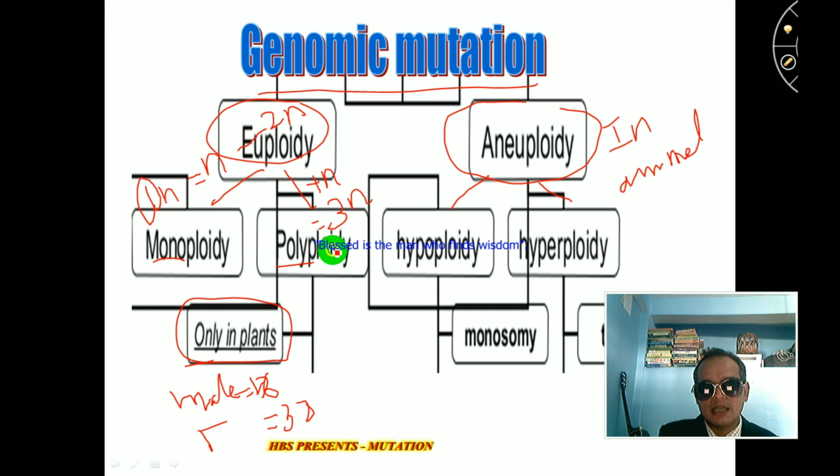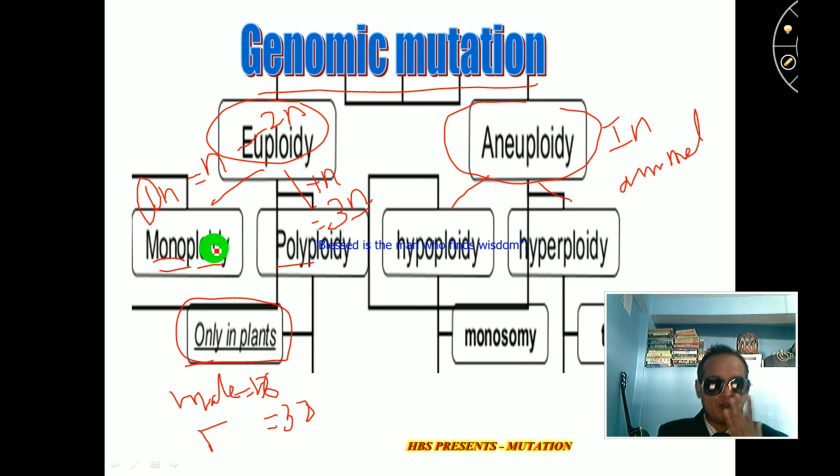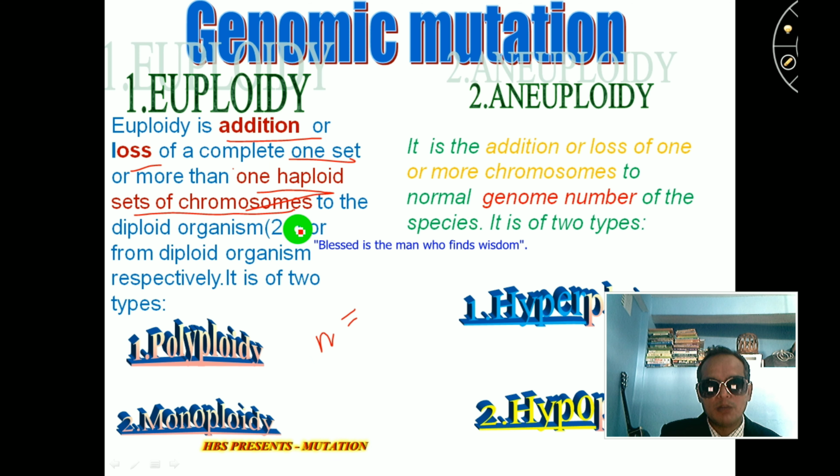Poly means many. Ploidy means n, so polyploidy means many n's. Here, monoploidy means mono is 1, ploidy means 1n. So here the number of chromosomes is being subtracted from the diploid cell or being added by the haploid number of chromosomes. So this leads to euploidy. Okay, so euploidy is of two types. Now I'll take you to one example of polyploidy.